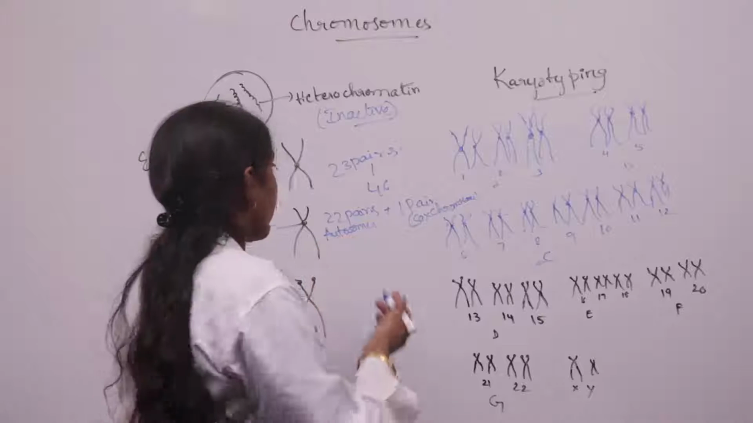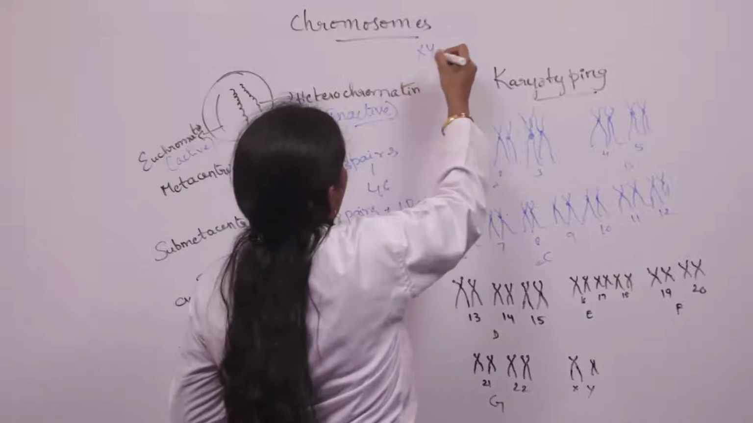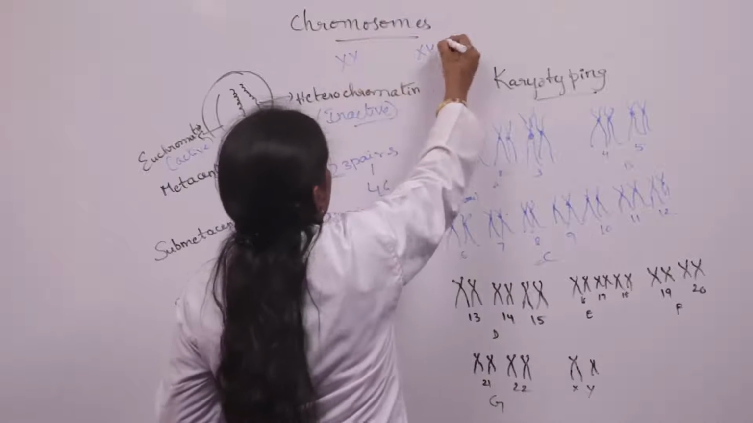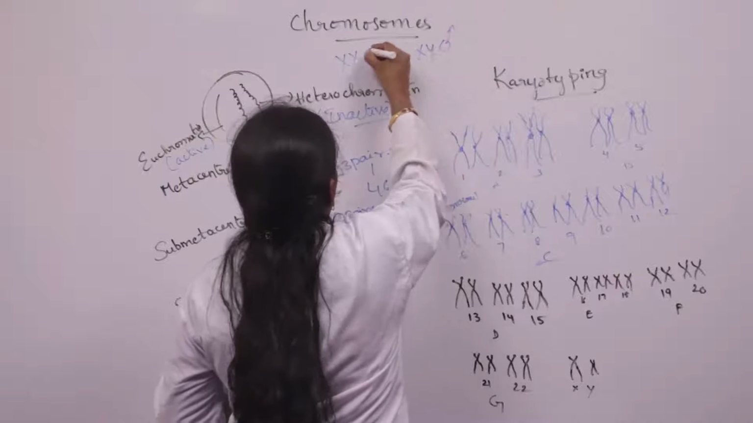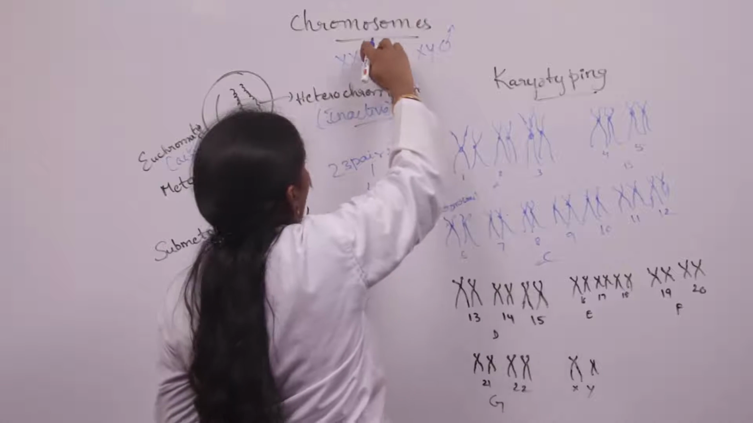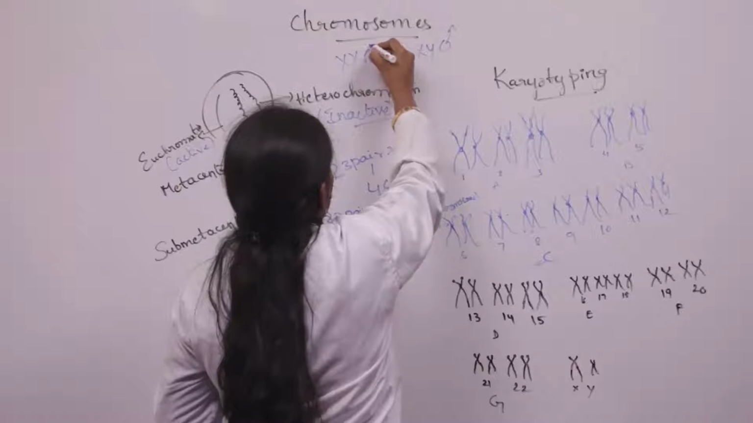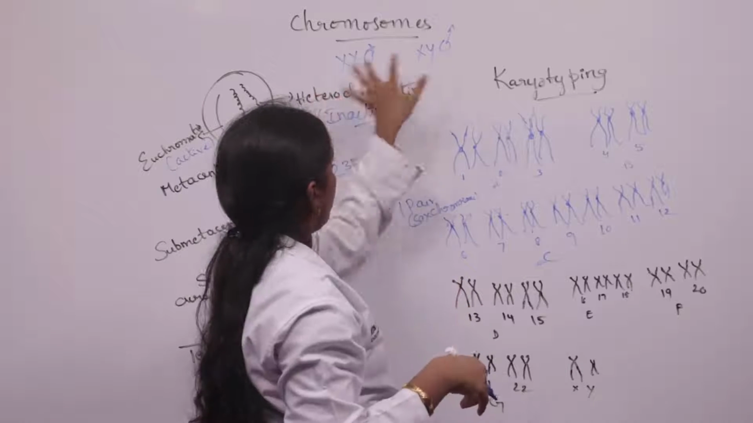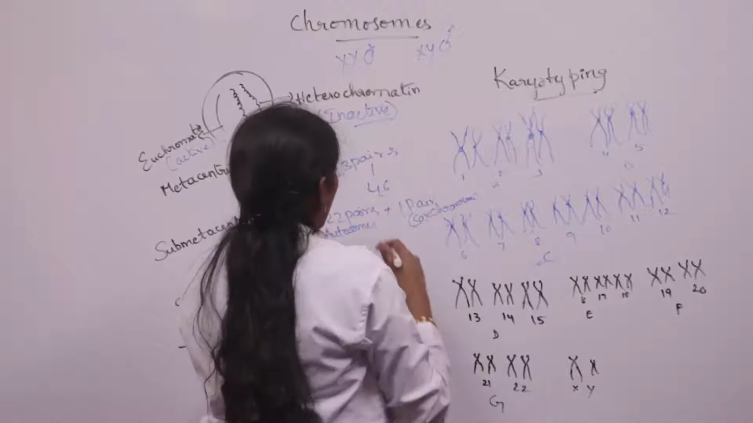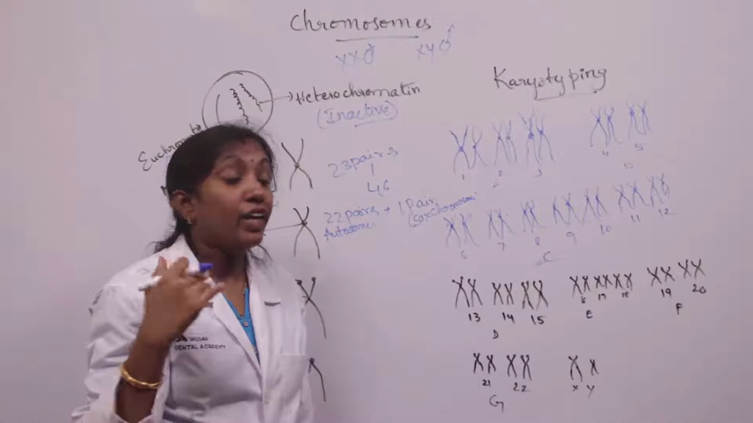We know that in males we have XY chromosomes, and in females we have XX. So this is about how the chromosomes decide the sex of the individual.